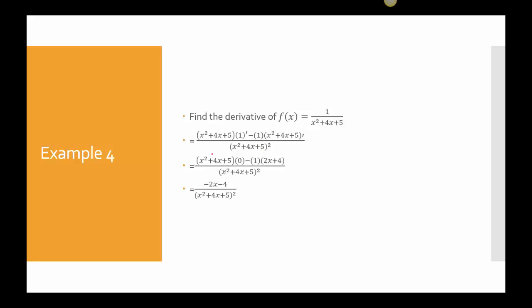Okay, so this parenthesis just comes straight down. We're not doing anything to it. Remember, derivative of a constant is 0. So this derivative of 1 is 0. Keep this 1. x squared plus 4x plus 5, just the power rule, 2x plus 4.